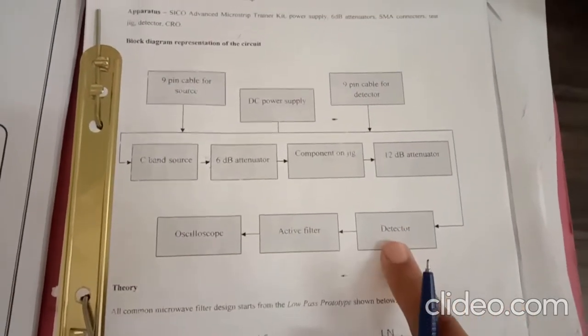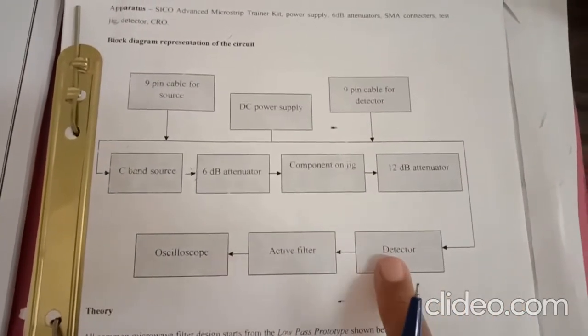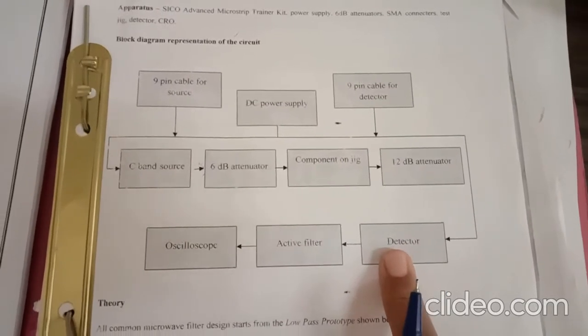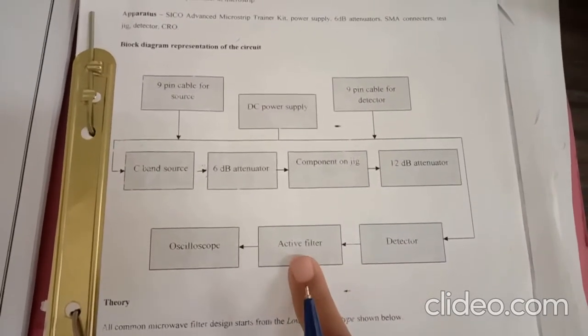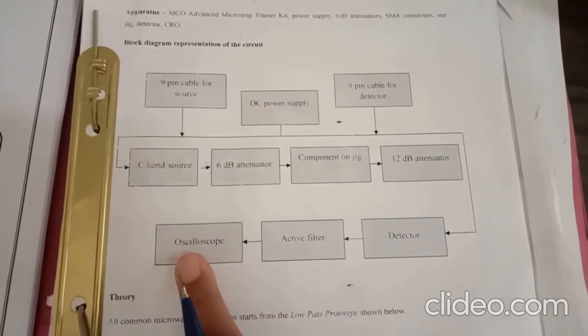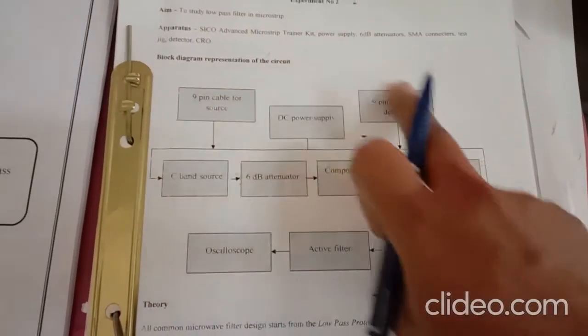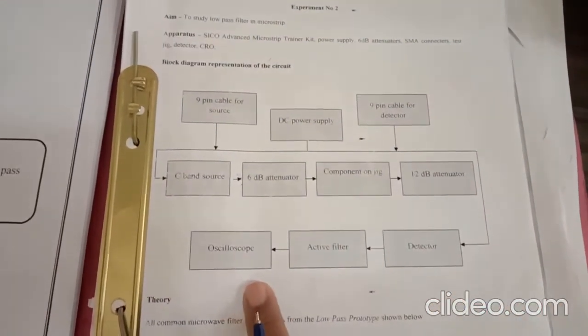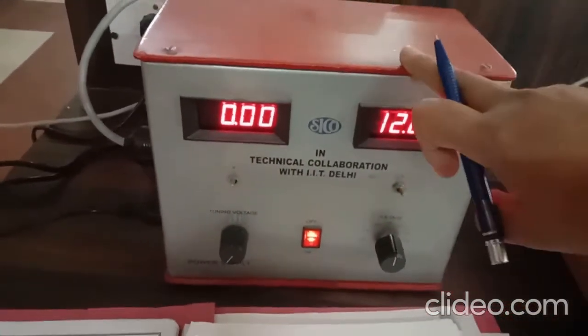So detector is connected to the active filter. Whatever the output we will get at the detector side, it will get filtered and then it can be seen on the oscilloscope. So now this block diagram or this setup has been arranged here as a test bench. So this is our DC power supply.